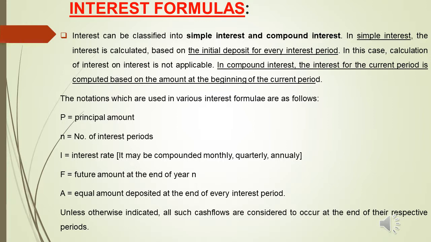N is nothing but the number of interest periods, how long the period is. I is called the interest rate; it could be monthly, annually, or quarterly. F is the future amount at the end of the year, the final amount. A is the equal amount deposited at the end of every interest period. Unless otherwise indicated, all such cash flows are considered to occur at the end of their respective periods.